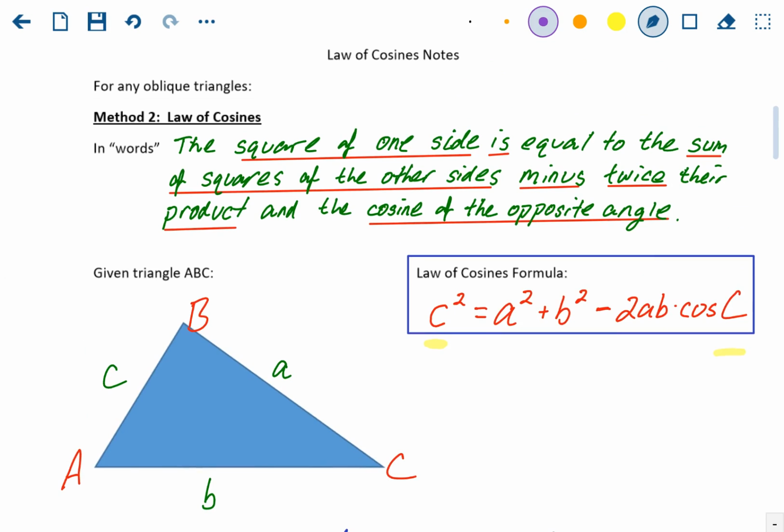Okay, we'll bring it back. Okay, and that's the law of cosines.